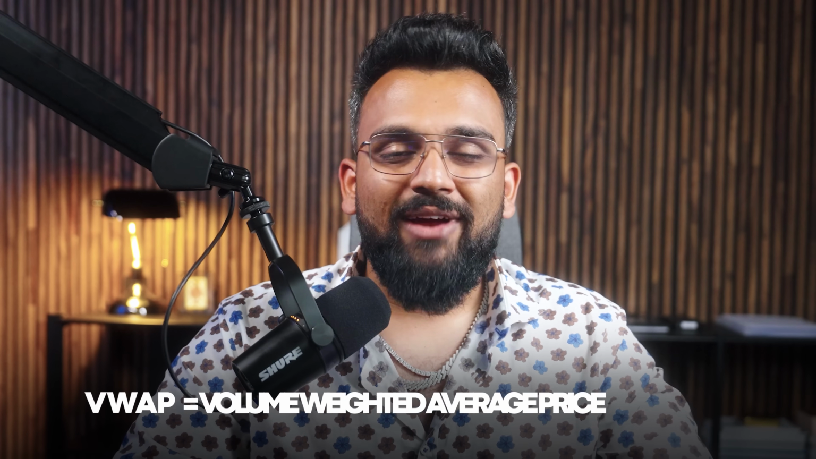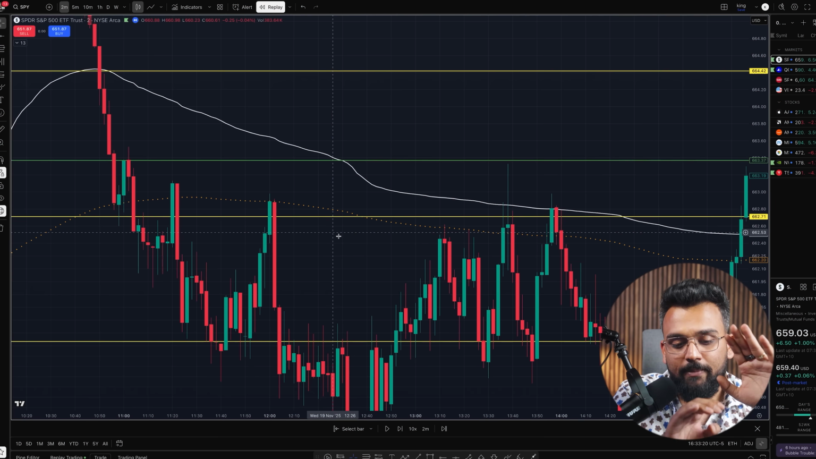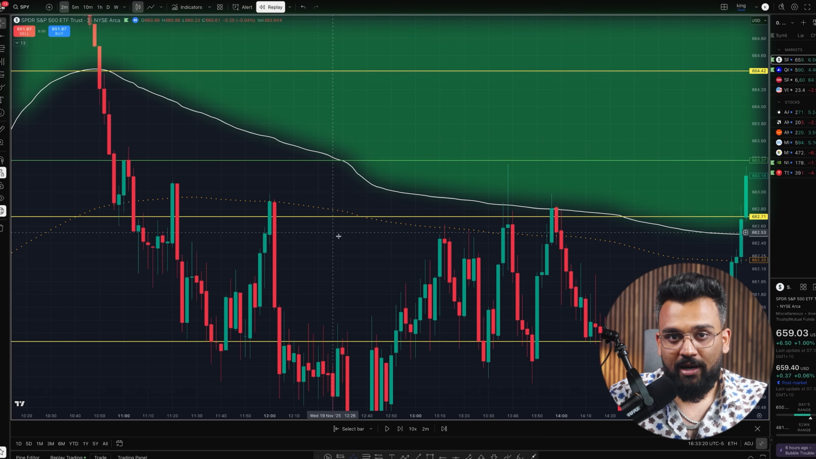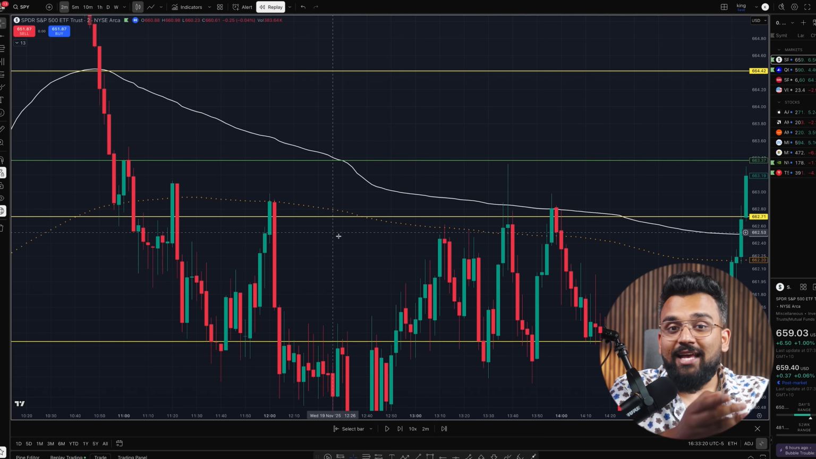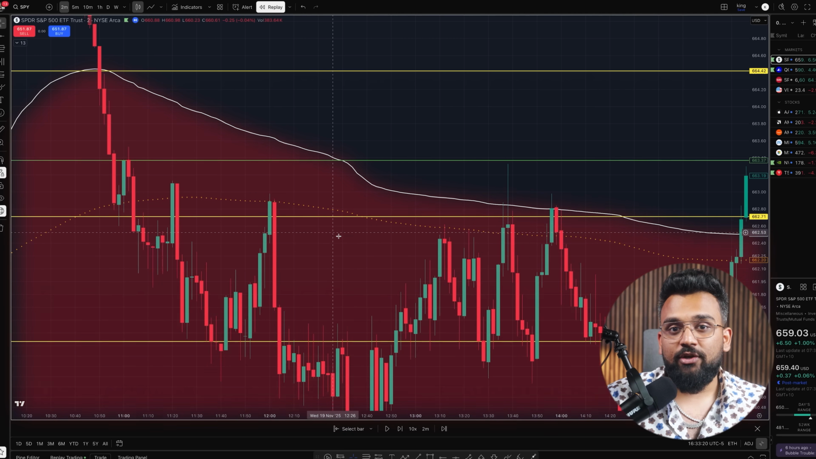That's the only line that the smart money cares about intraday. VWAP simply means volume weighted average price. That means based off the volume, that should be the average price of the stock. If smart money buys way above the actual average price, they're going to get in trouble. Or if they sell way below the average price, they're going to get in trouble as well.